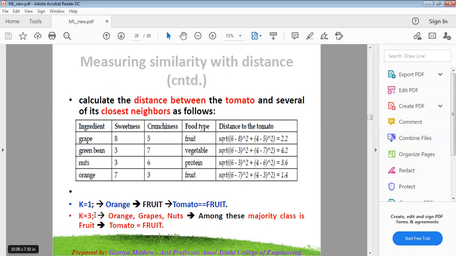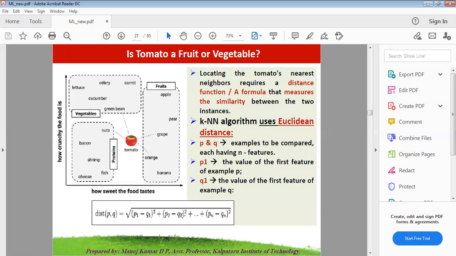K is equal to 3. So when K is equal to 3, what are you having? Nuts. Okay. Under nuts, you see it is a protein. So under protein, what are all the things you are having? It is orange, grapes and nuts.